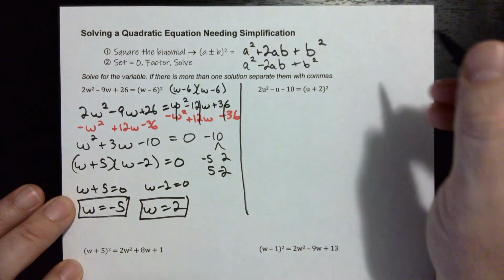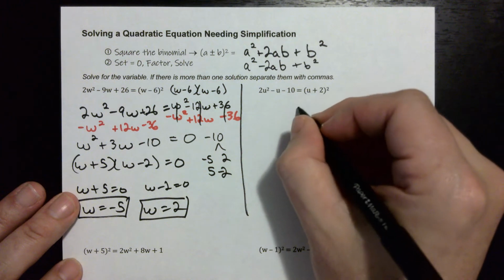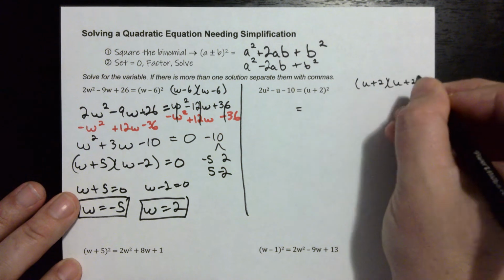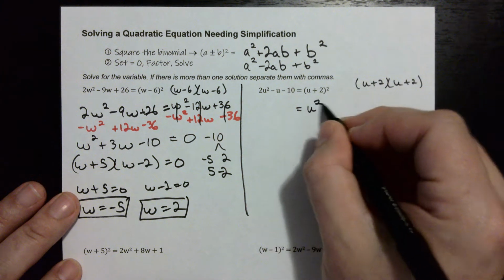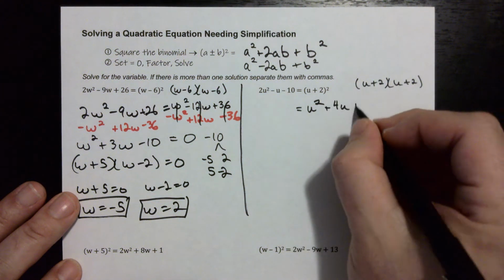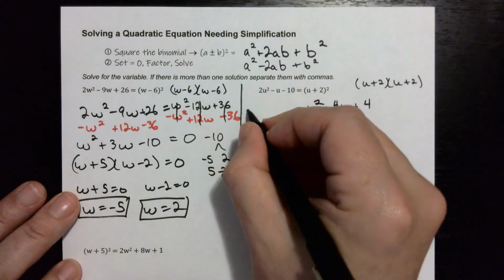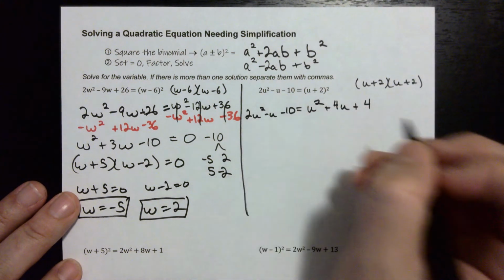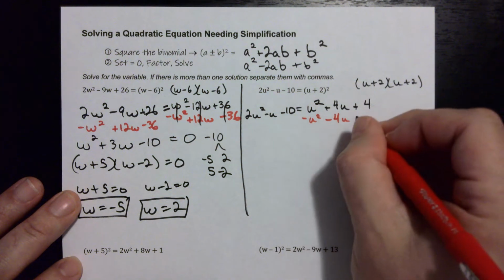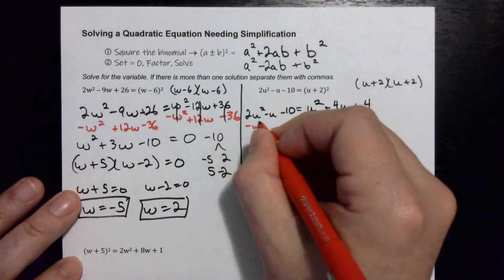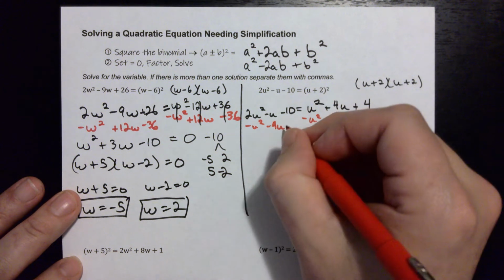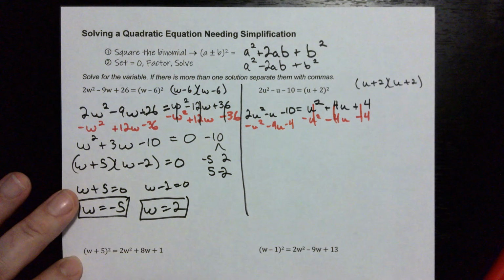Okay, let's look at the next problem. We're going to square that term out. So think of it in terms of (u plus 2), right? Okay, so this will be u squared. And then our middle terms will be 2u and 2u, which is 4u. And then our last term will be 2 times 2, which is 4. On the left side, we got 2u squared minus u minus 10 equals that stuff. Okay, so I'm going to subtract u squared, subtract 4u, and subtract 4. Okay, cancel, cancel, cancel. This is what we want.